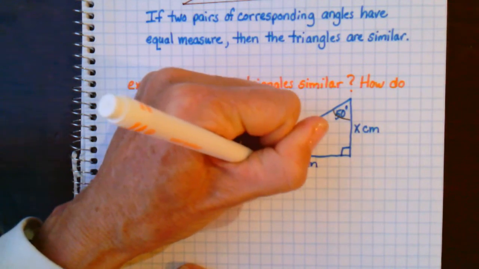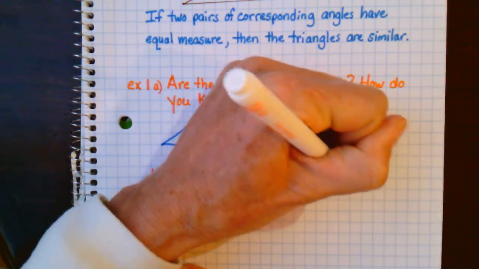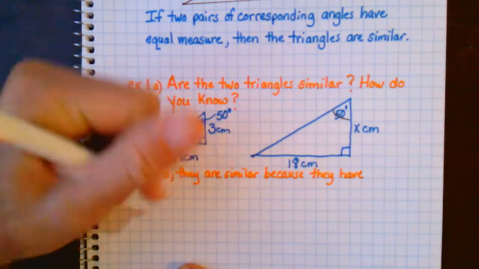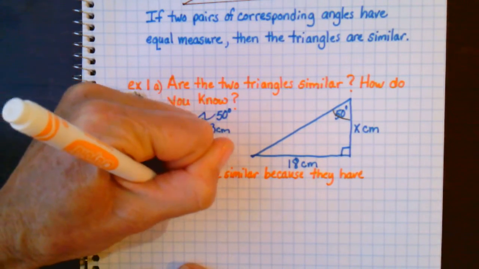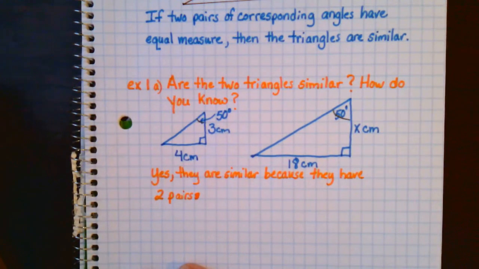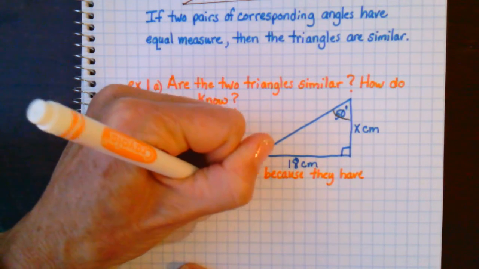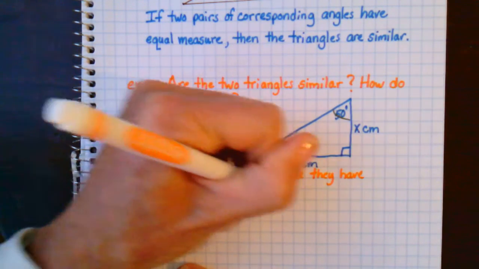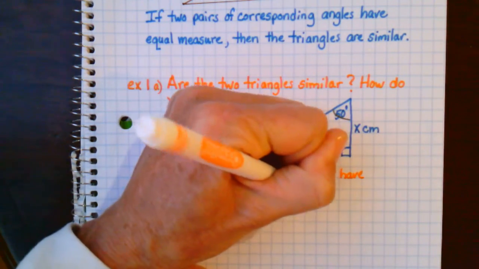Because they have two pairs of corresponding angles with equal measure.